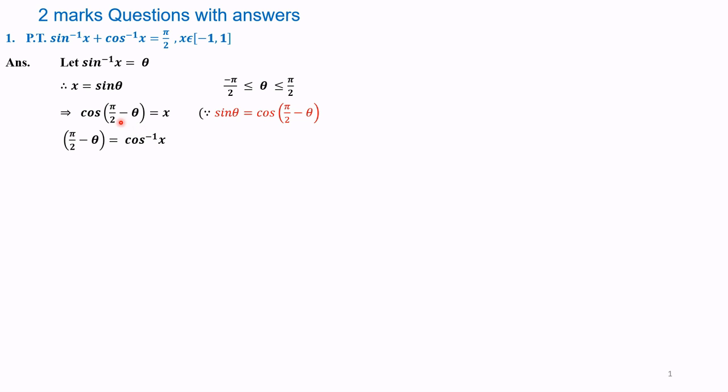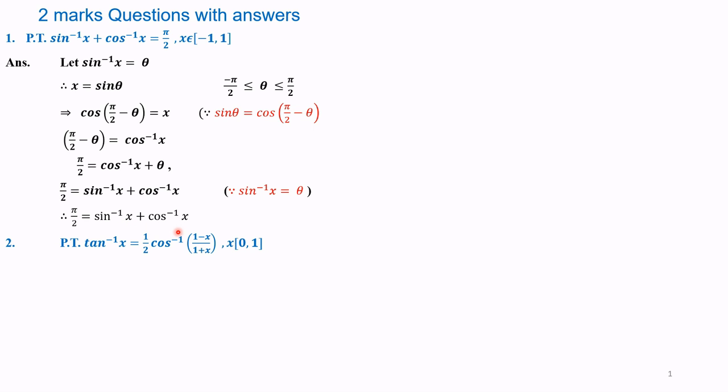Therefore, if we take cos inverse of cos of pi by 2 minus theta, it is equal to cos inverse x. Therefore, pi by 2 is equal to, retain cos inverse of x as it is and move this minus theta to the right hand side. Therefore, pi by 2 is equal to cos inverse x plus theta. Substitute the value of theta equal to sin inverse x. Therefore, pi by 2 is equal to sin inverse x plus cos inverse x. So we have proved it as required in the question. Therefore, pi by 2 equals sin inverse of x plus cos inverse of x.